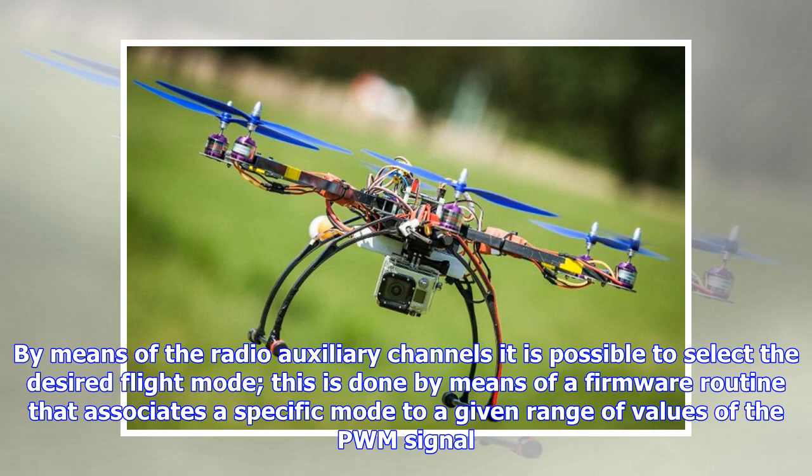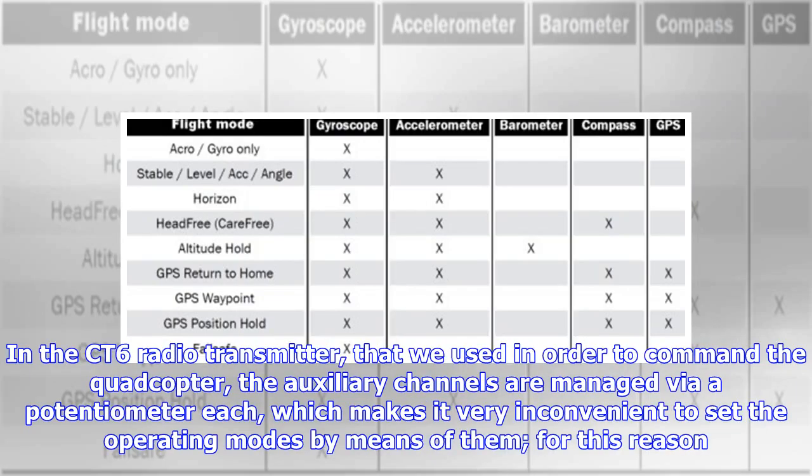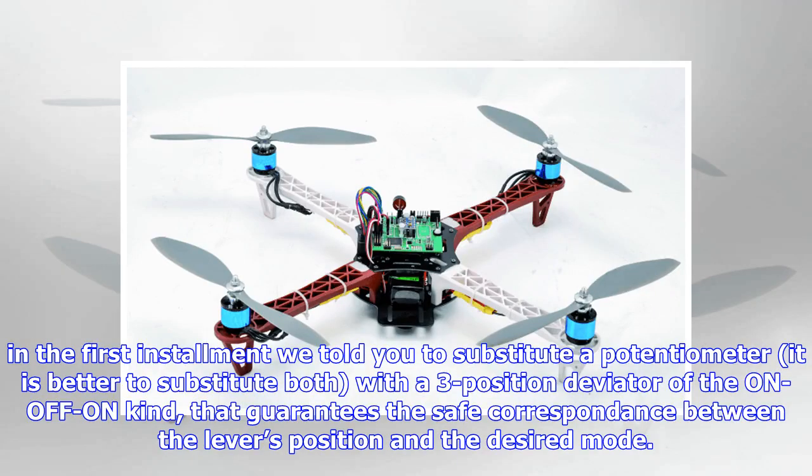of the PWM signal. In the CT6 radio transmitter that we used in order to command the quadcopter, the auxiliary channels are managed via a potentiometer each, which makes it very inconvenient to set the operating modes by means of them. For this reason, in the first installment we told you to substitute a potentiometer. It is better to substitute both with a 3-position deviator of the on-off-on kind, that guarantees the safe correspondence between the lever's position and the desired mode.